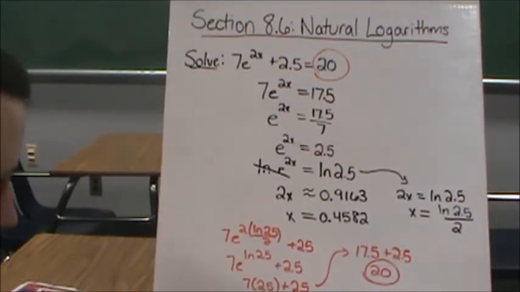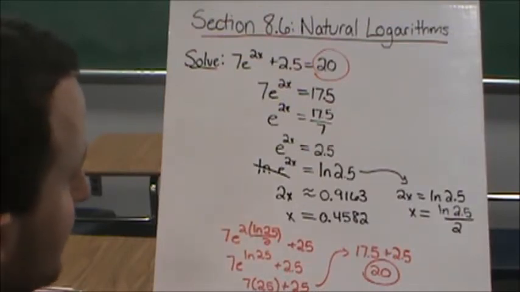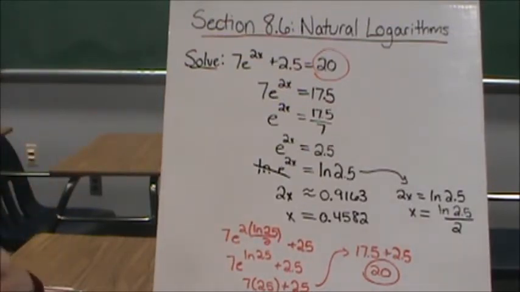It would give you 20 point something something really small and close to 20, or it'll give you something like 19.99 something that you could say is pretty darn close to 20.